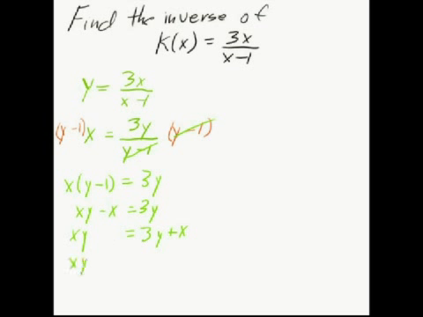And then I'm going to subtract 3y from both sides. And now I think I can factor out the y, so that'll be alone, and then divide both sides by x minus 3. And my inverse is going to be, ran out of room here, y is equal to x over x minus 3.